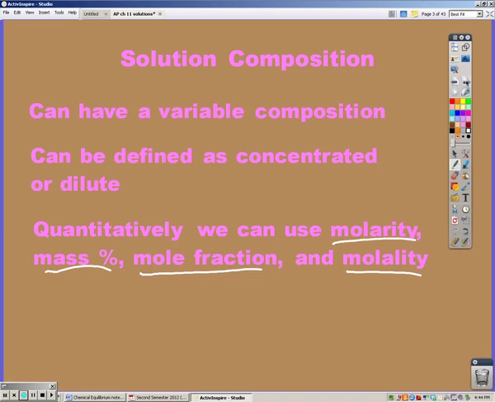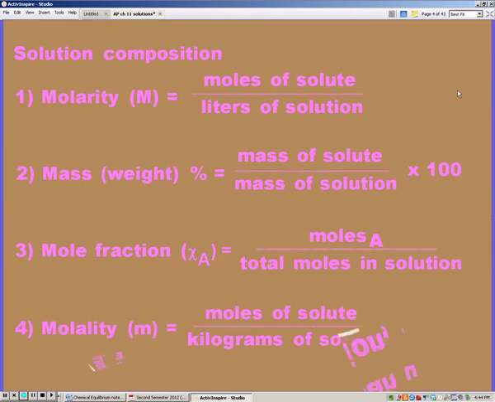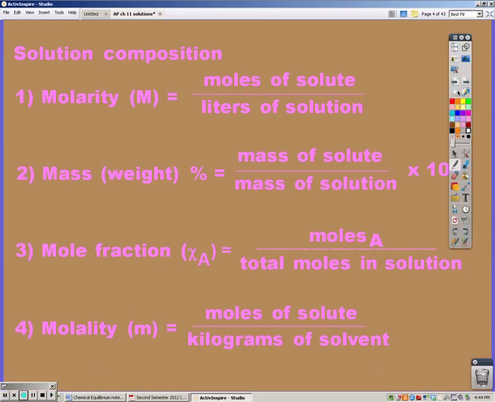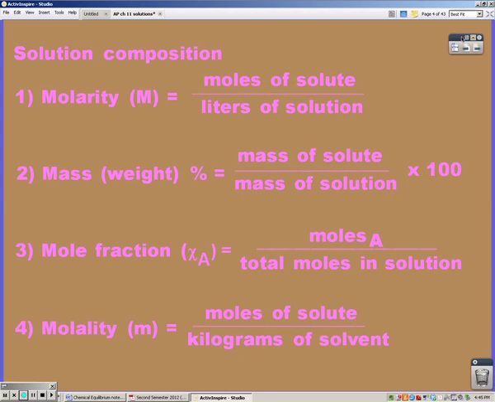Your 4 equations for those are located here. You will need to know those equations as well as dilution. Molarity is represented with a capital M. It's moles of solute. It's very important that you know moles of solute over liters of solution.